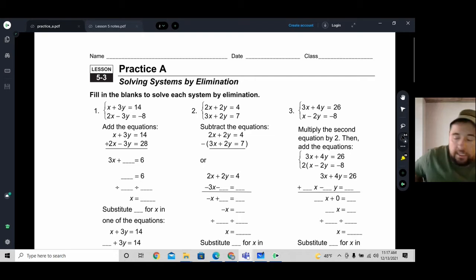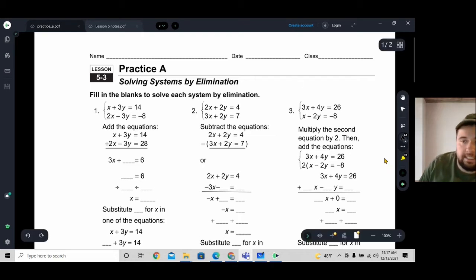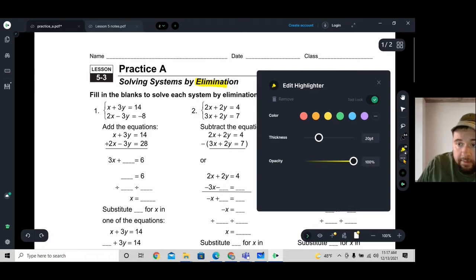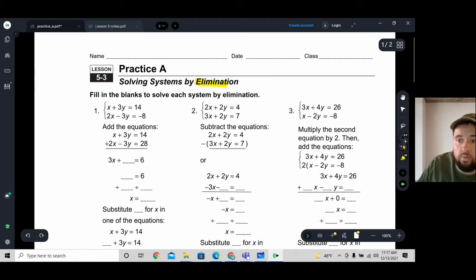Systems by elimination. It literally means exactly what it says. We are going to eliminate a variable. Because if we can solve for one variable, we can solve for the other. So I'm going to look at this very first example problem that we have. X plus 3y equals 14 and 2x minus 3y equals negative 8.